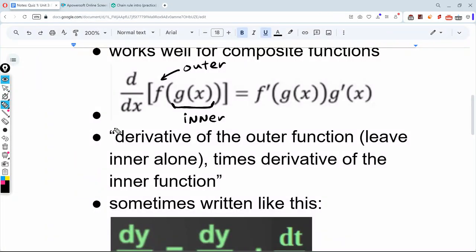All right, so let's say f is the outer function and g of x is the inner function. It's going to be the derivative of f, you just leave the inner function alone, and then multiply by the derivative of the inner function. So that's what I wrote in my own words.